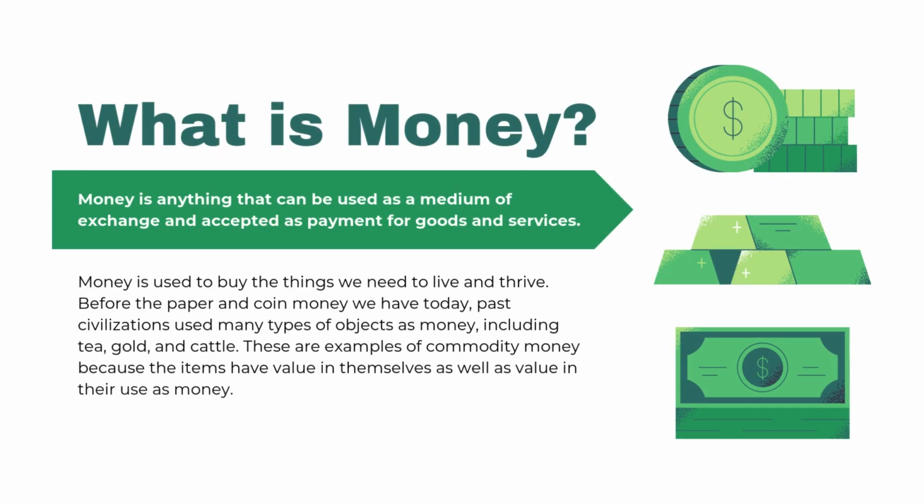What is money? Money is anything that can be used as a medium of exchange and accepted as payment for goods and services. Money is used to buy the things we need to live and thrive. Before the paper and coin money we have today, past civilizations used many types of objects as money, including tea, gold, and cattle. These are examples of commodity money because the items have value in themselves as well as value in their use as money.